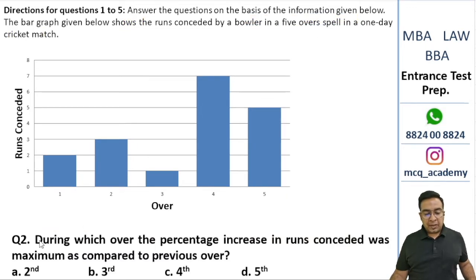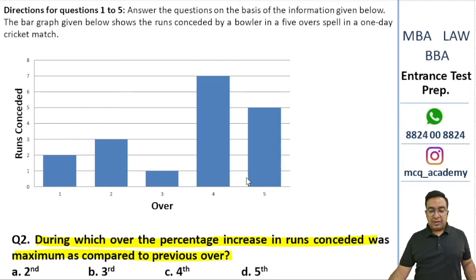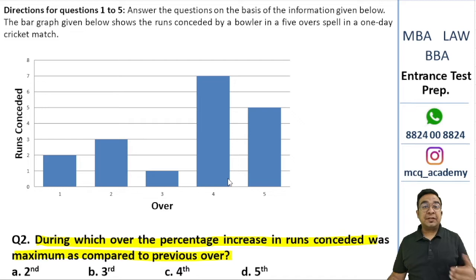Question number 2. During which of the overs the percentage increase in runs conceded was maximum as compared to the previous over. Now fundamentally अगर इस question को solve करने के लिए जाते हैं, how do we calculate the percentage change in the number of runs conceded over the previous over?